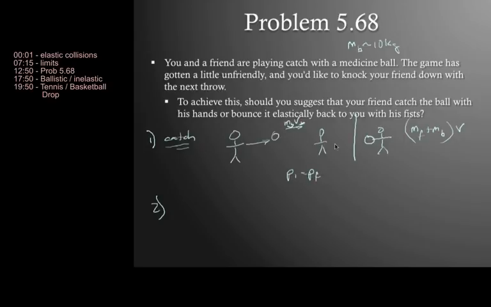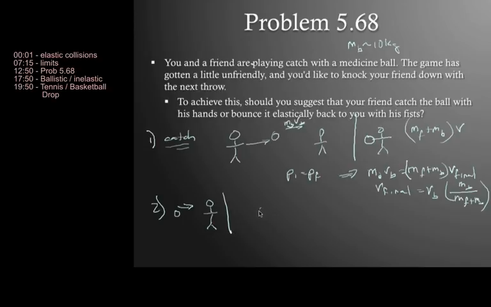In this case, since it's being caught, this is not an elastic collision, so we can only talk about how momentum is conserved. So this is going to tell us M_B V_B equals M friend plus M ball times this V final that we want to find. So here V final is just going to be V of the ball times the ratio of these 2 masses, M_B over M friend plus M_B. In this case, the ball is moving this way. Your friend is standing still.